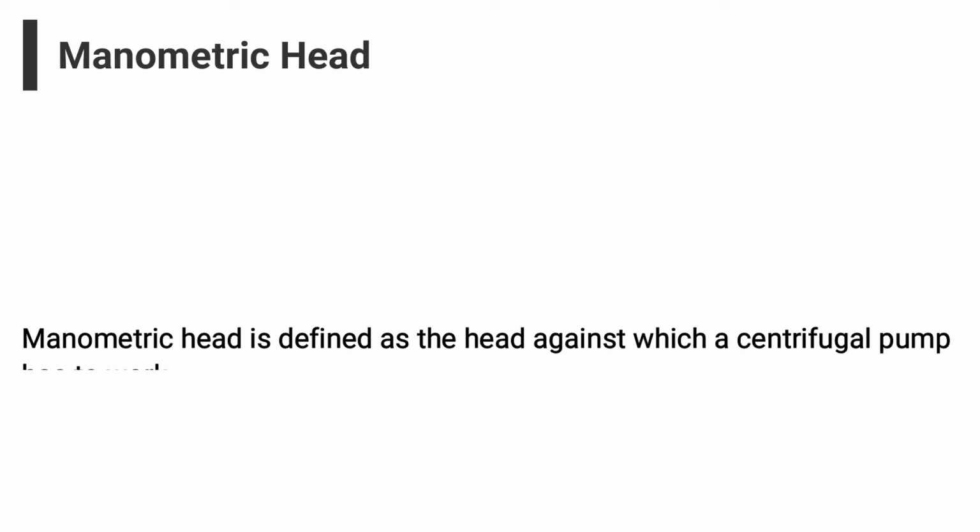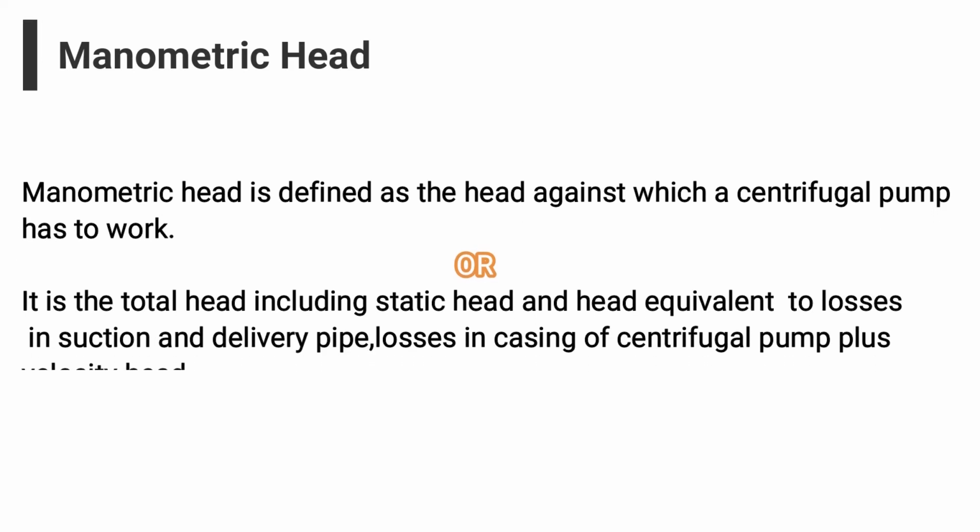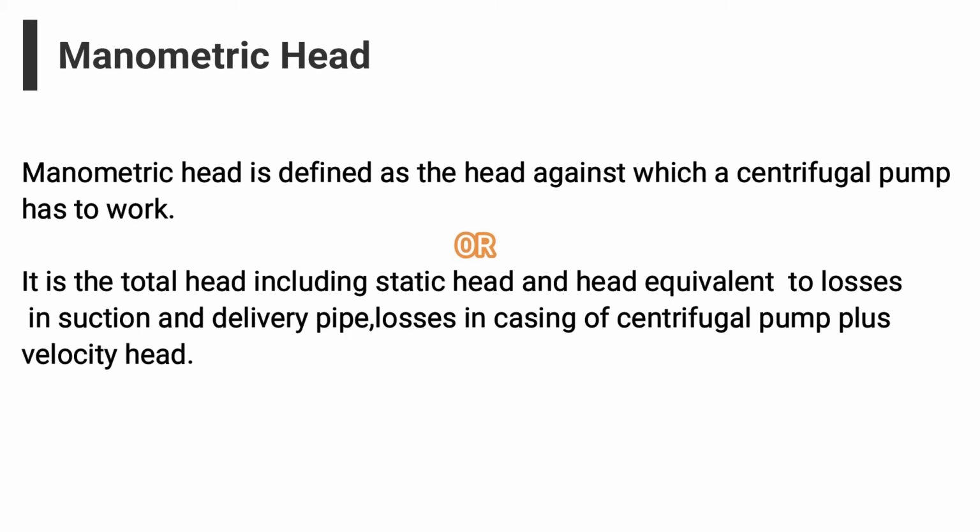The next one is manometric head. Manometric head is defined as the head against which a centrifugal pump has to work, or we can say it is the total head including static head and head equivalent to losses in suction and delivery pipe, also considering the losses in casing of the centrifugal pump, plus velocity head. It is called manometric head.